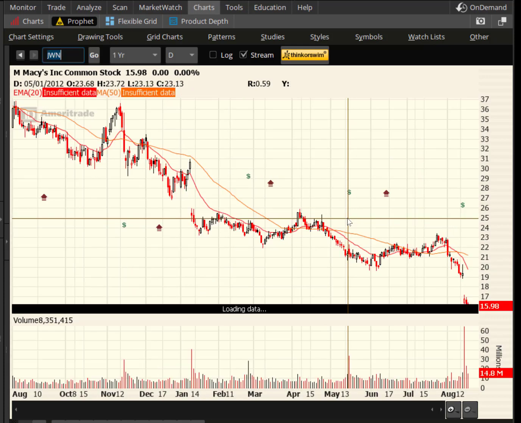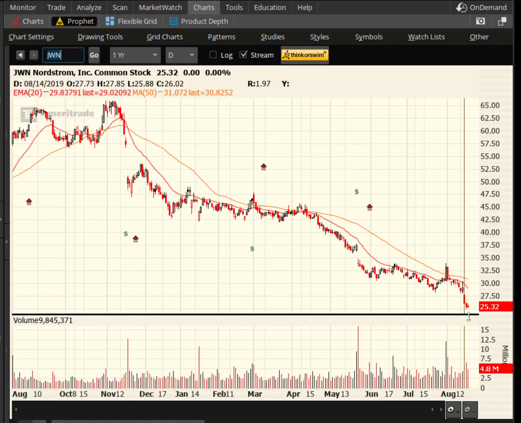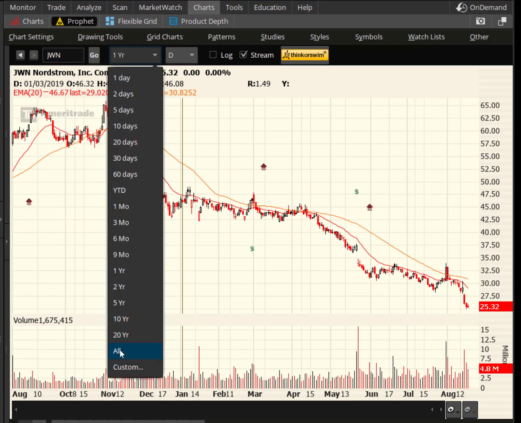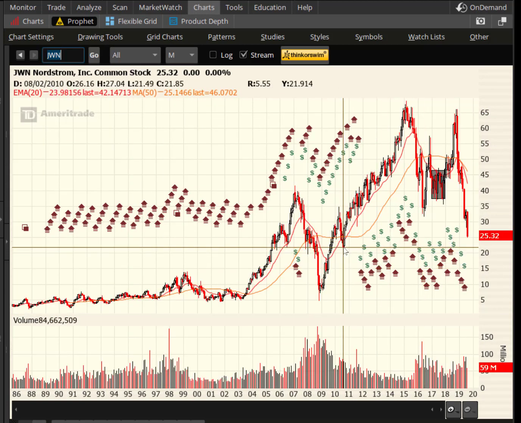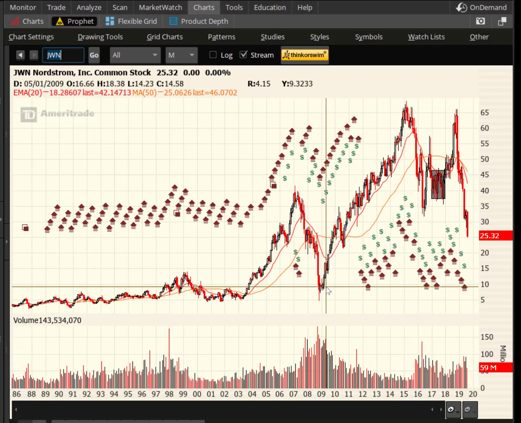How about Nordstrom's? With Macy's down, Nordstrom's is dropping. Again, if I show you all the data on Nordstrom's, multi-year lows, there's a little bit of a swing here around 22, 10% lower, and then back down here.